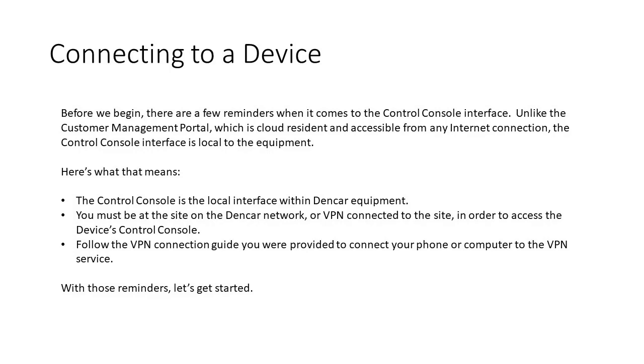Unlike the Customer Management Portal, which is cloud resident and accessible from any internet connection, the Control Console interface is local to the equipment. Here's what that means. The Control Console is the local interface within DenCar equipment. You must be at the site on the DenCar network or VPN connected to the site in order to access the device's Control Console. Follow the VPN connection guide you were provided to connect your phone or computer to the VPN service. With those reminders, let's get started.